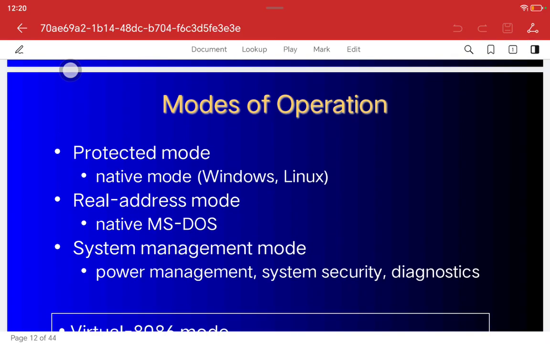when it comes to the modes of operation, we have the protected mode, which is the native mode, right? And then that's Windows and Linux, and for the real address mode, we have the native MS-DOS.